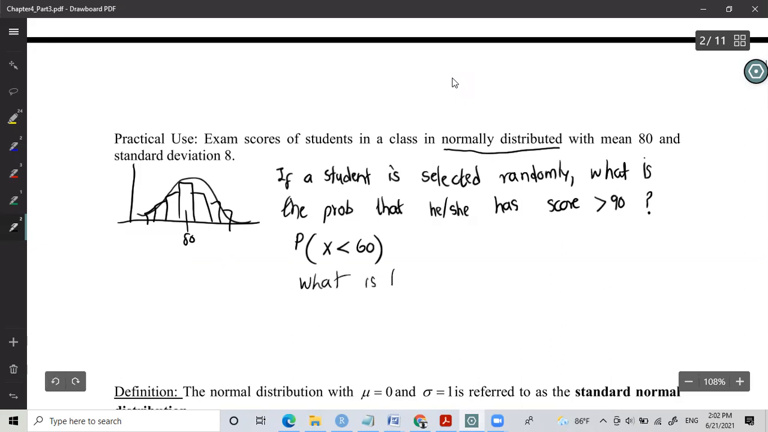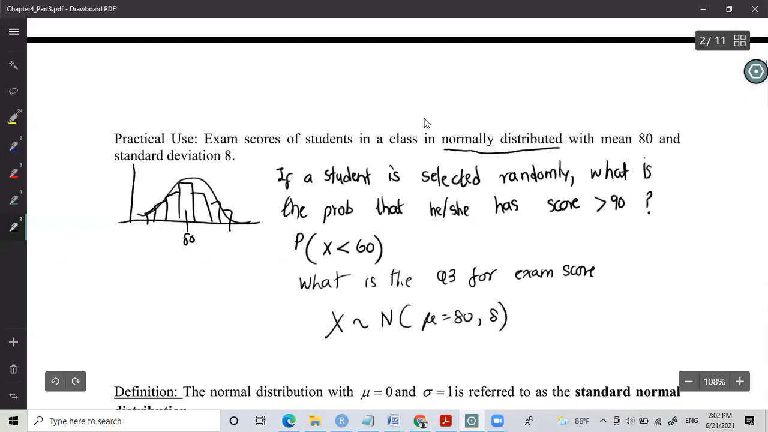And if you want, you can find the third quartile for exam scores. If you want to find that, that means the 75th percentile, right? You should be able to do that. So your X follows a normal distribution with mean 80 and standard deviation 8.